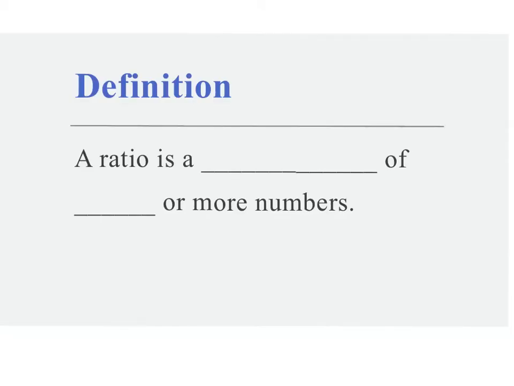So let's talk about the definition of a ratio. What are ratios? A ratio is a comparison of two or more numbers. So let's take a look at what it might mean.